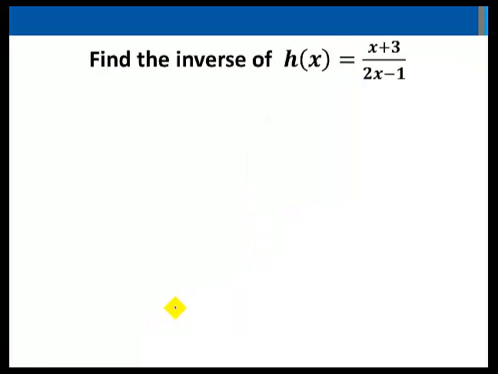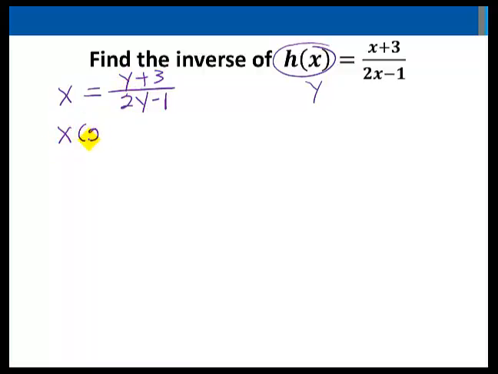Next, we'll find the inverse of h of x equals x plus 3 over 2x minus 1. Renaming h of x as y, I'll swap the x's and y's. So x equals y plus 3 over 2y minus 1. We're solving for y. I'll start by getting rid of this fraction, multiplying both sides of my equation by 2y minus 1. And that's equal to y plus 3 then. So we get rid of the fraction, then we'll get rid of the parentheses by distributing through the x. 2xy minus x equals y plus 3.